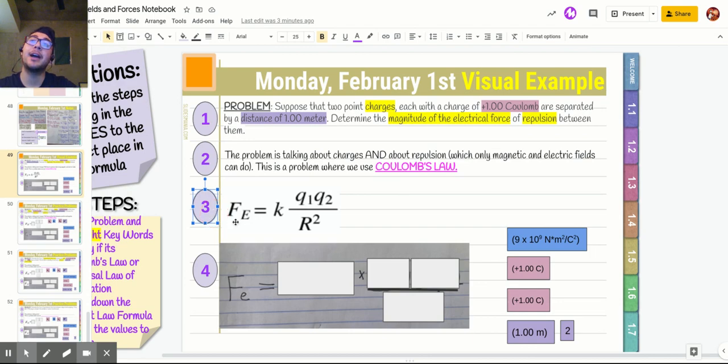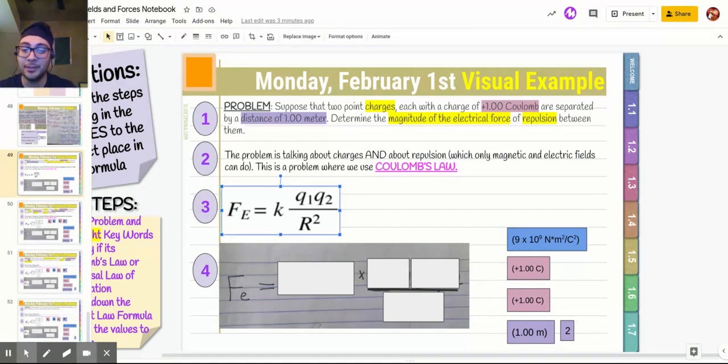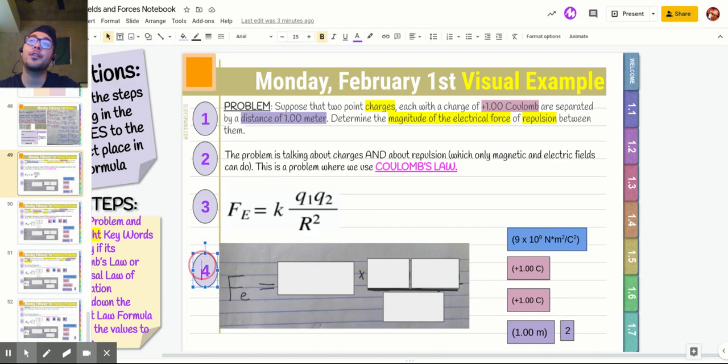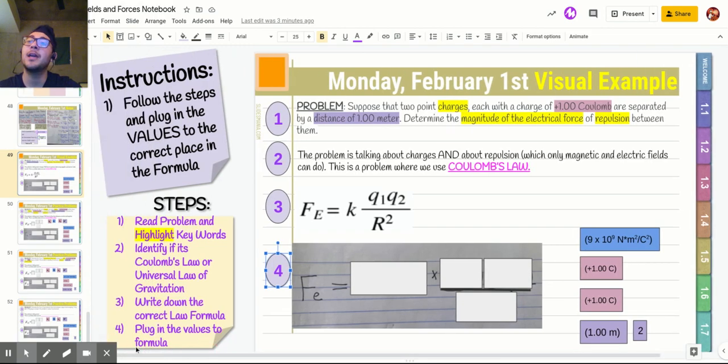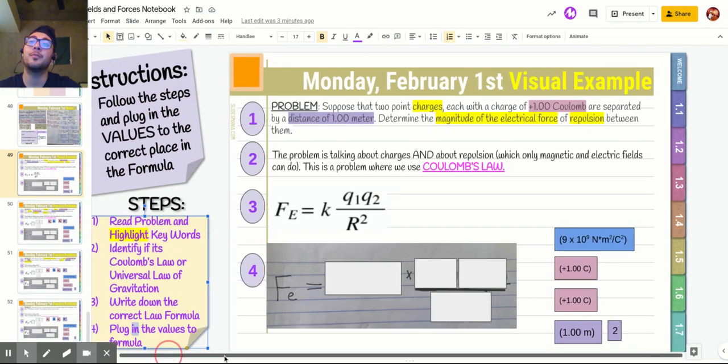Step 3, I'll actually write down my formula. I just pasted a little formula for us because, like I said, it's just a little visual example. So here's my little formula right here. Okay, so we already got that. We wrote that down. The fourth and final step for now is plug in the values to the formula.